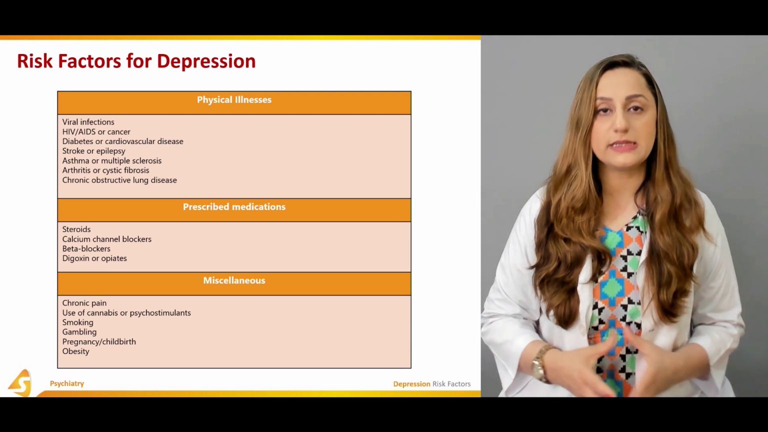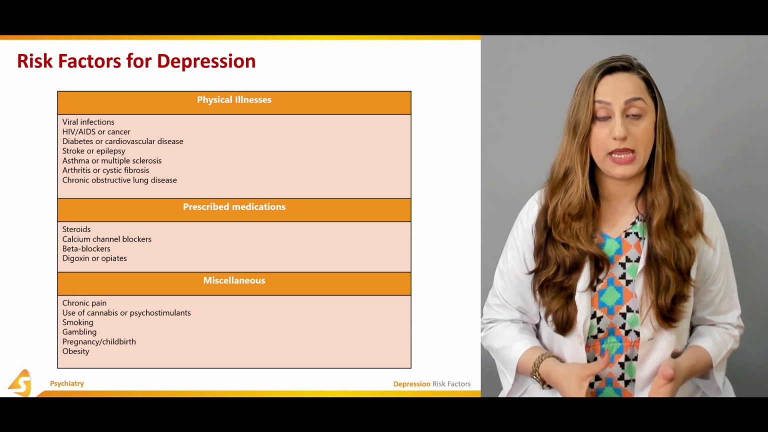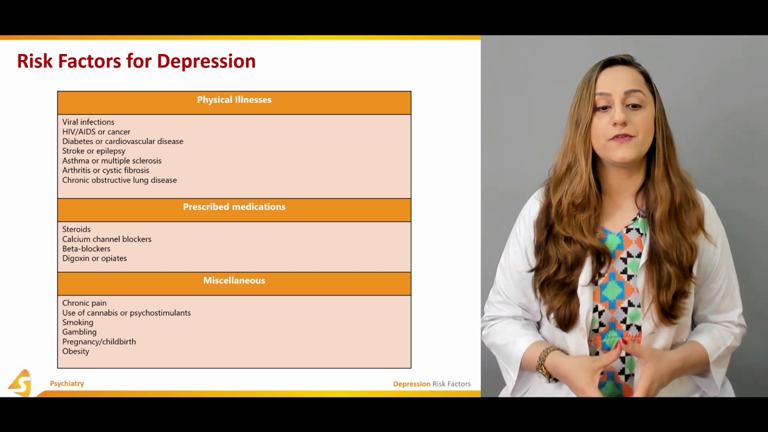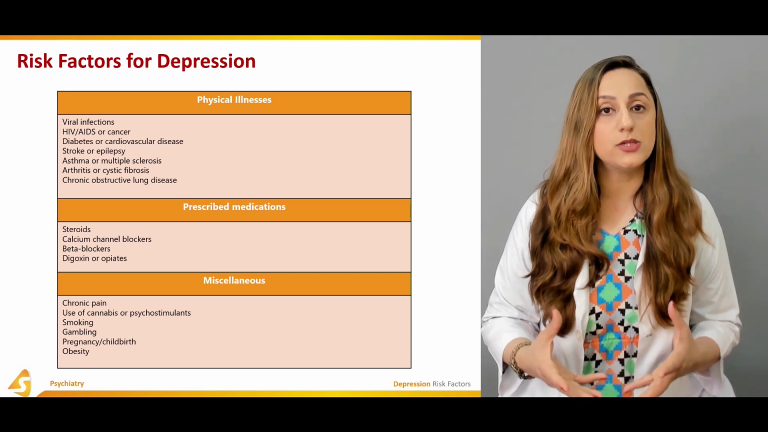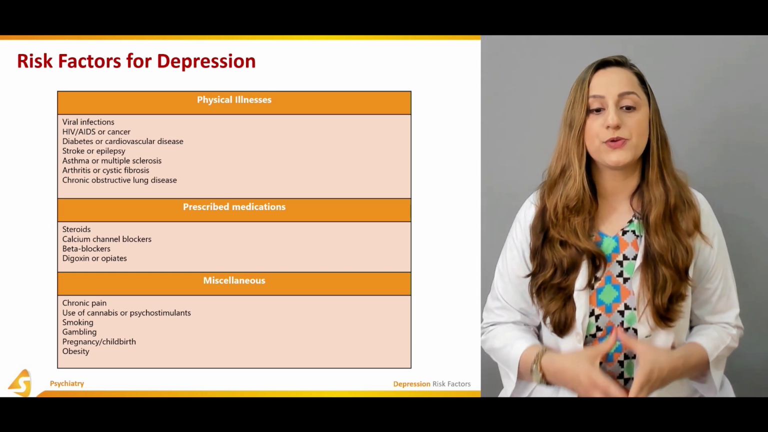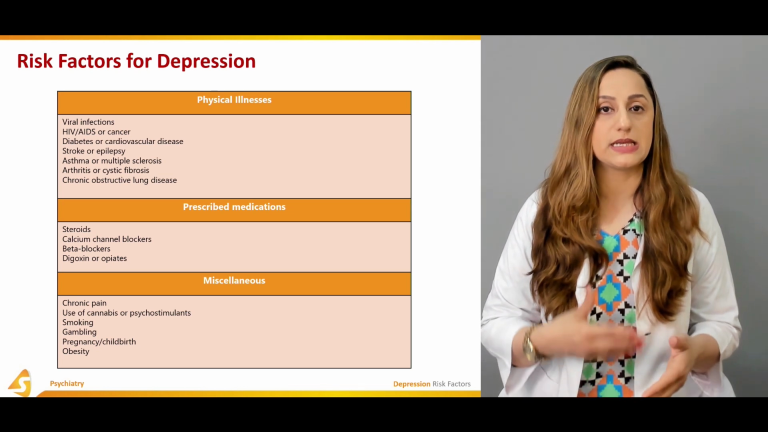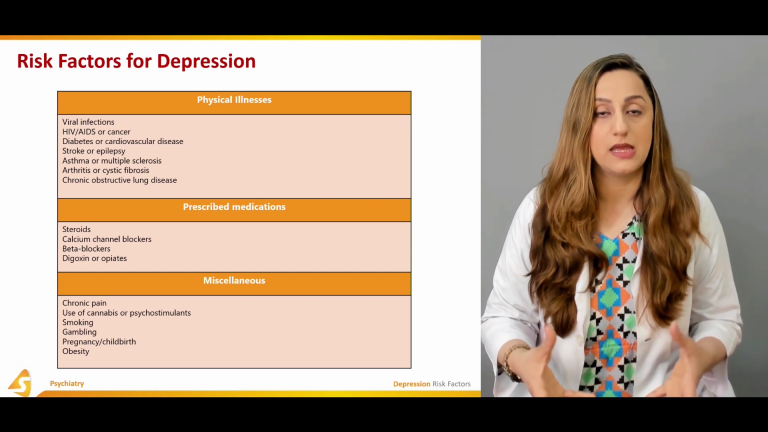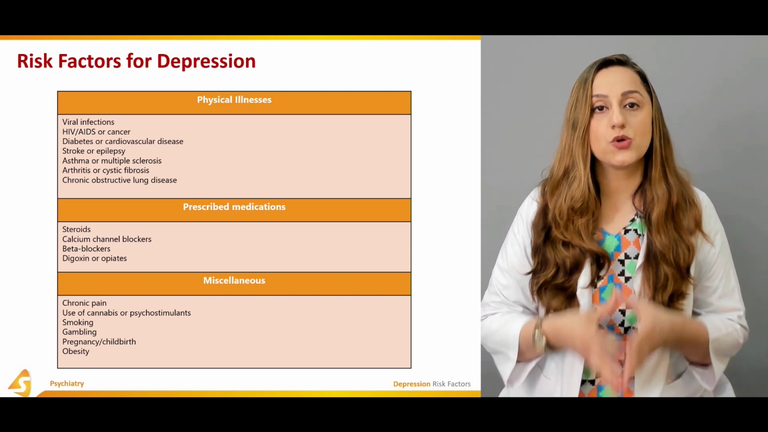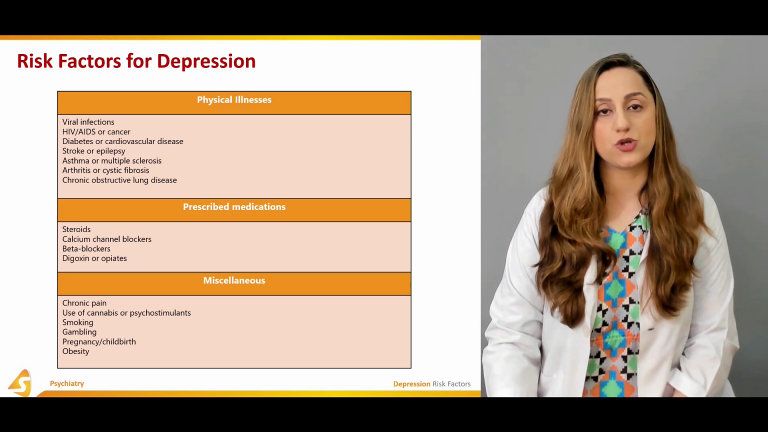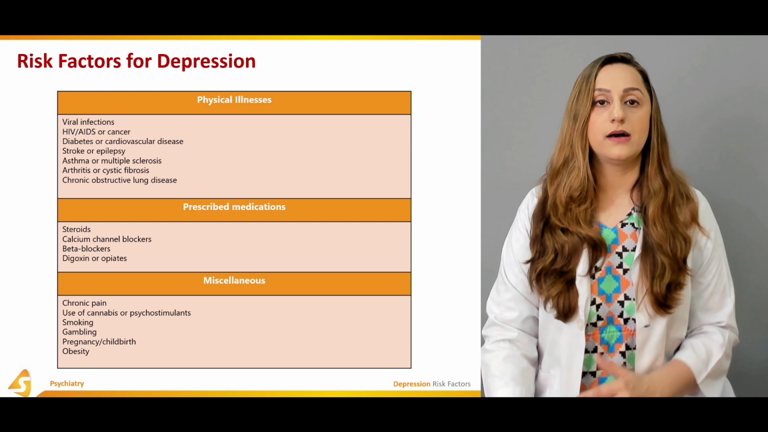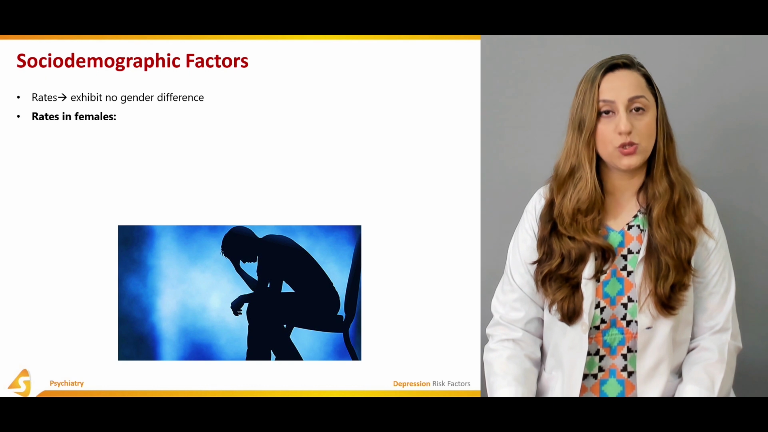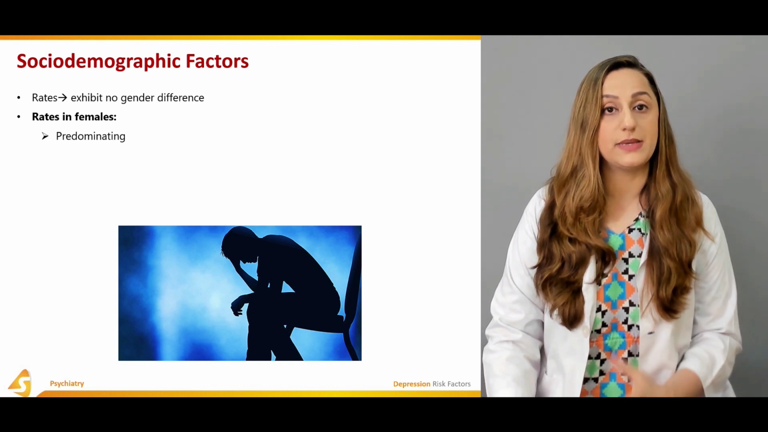Then there are a lot of miscellaneous causes. There can be chronic pain, and the use of cannabis or psychostimulants can be one of the causes. Then we can have chronic smokers, people who have a gambling habit, and then pregnancy or childbirth, which is basically postpartum depression. And then obesity, that is weight gain, can be one of the causes of depression. So all of these are basically the risk factors, and we have classified them upon their etiology.